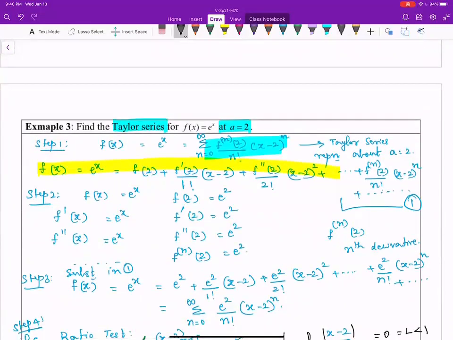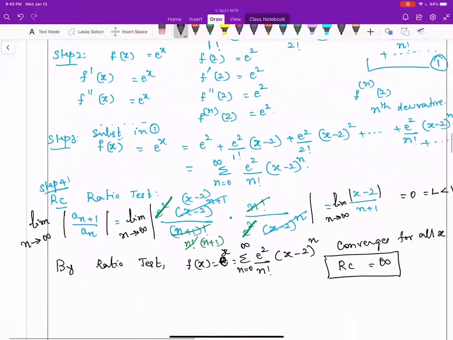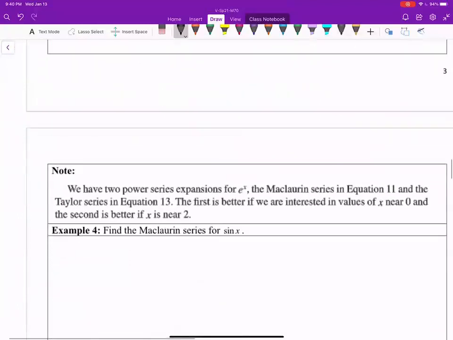Next one, we found the same function centered at a equal to 2, that was the Taylor series. And here also the radius of convergence was infinity. So whenever we have two series representations for e to the x, the Maclaurin series and the Taylor series, the first is better if we are interested in values of x near 0, because the Maclaurin series is centered at 0, and the second is better if x is near 2.